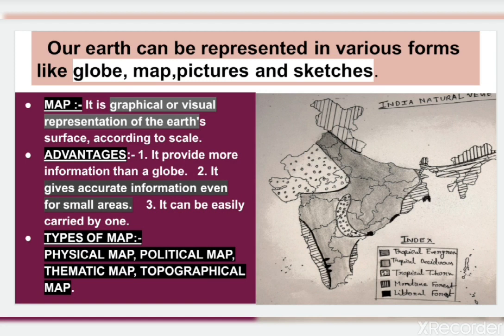Our earth can be presented in various forms like globe, map, pictures and sketches. First we need to learn what is map. Now map, it is a graphical or visual representation of the earth's surface according to scale. Next we will learn the advantages. So it provides more information than a globe. It gives accurate information even for small areas. It can be easily carried by one.